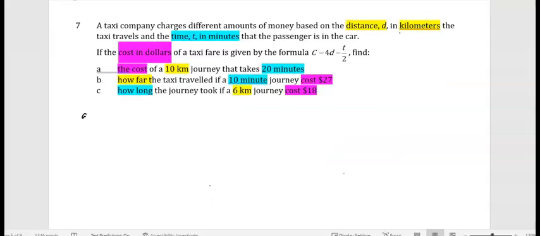Okay, so let's do A. We always start by rewriting our formula. Cost equals 4 times the distance. That's what those stuck next to each other mean. Taking away the time over 2, or we could say half the time.